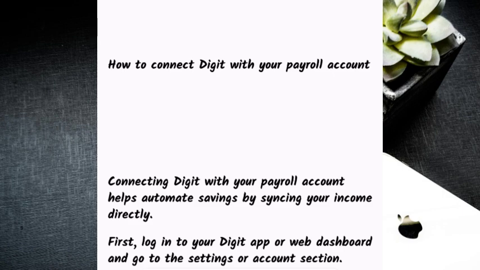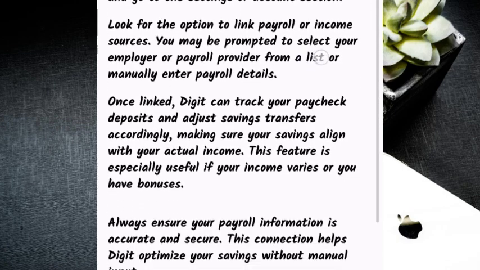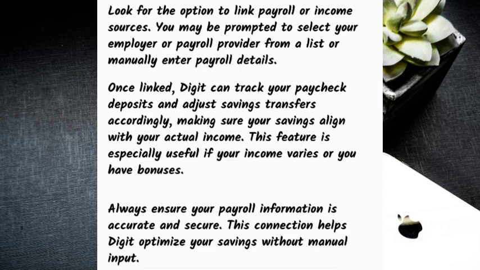First, log into your Digit app or web dashboard, and once you're logged in, go to the settings or account section. There you're going to look for the option to link payroll or income sources. You may be prompted to select your employer or payroll provider from a list or manually enter payroll details.